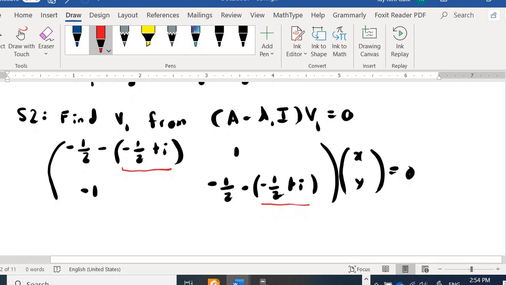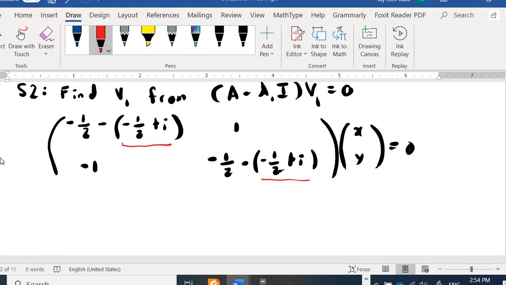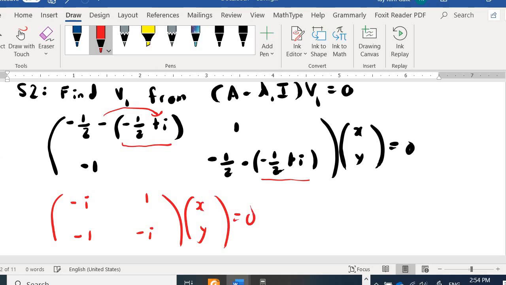Okay, and you simplify it. So you have negative half, negative is okay, plus half. So negative half plus half cancel, you just left negative i. Negative i, this is negative 1, this is 1. Again this is negative i, and x, y equal to 0.